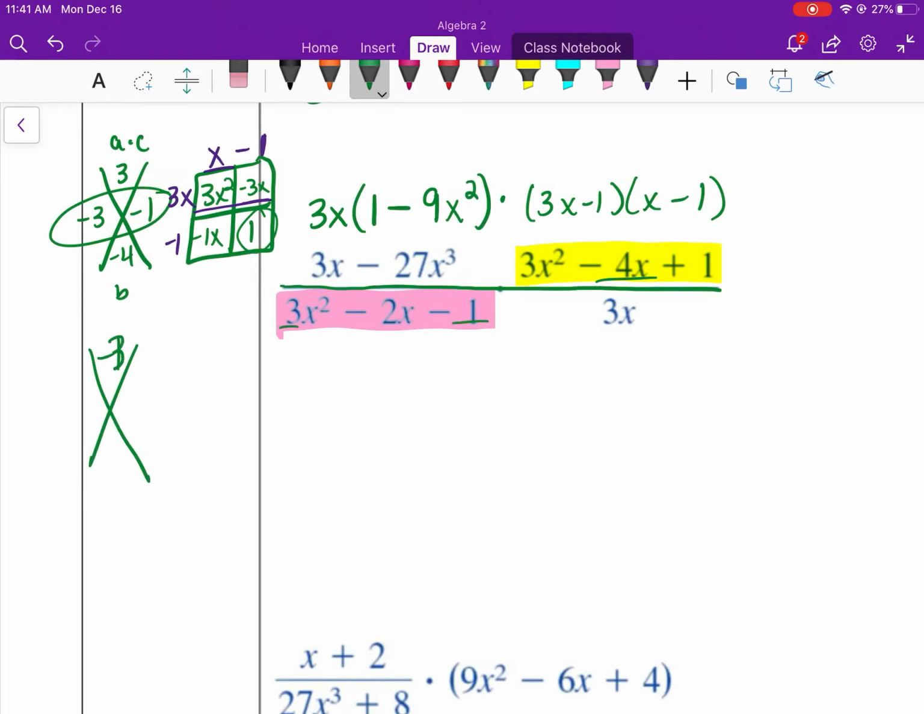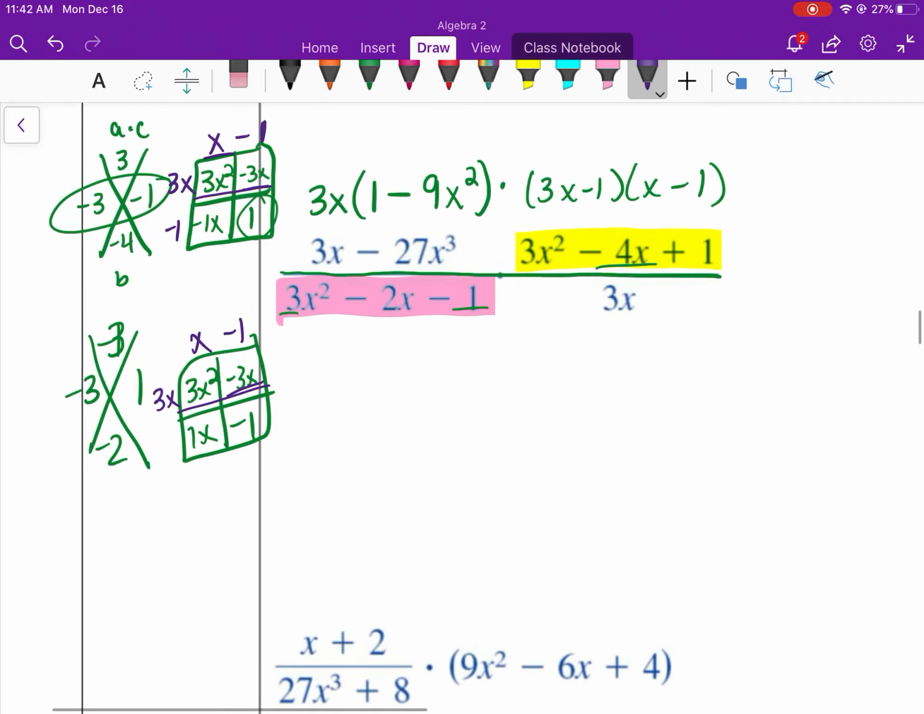So 3 and -1 is -3, and I need it to multiply to -2. So that's -3 times +1. So it's 3x squared and -1 this time, and then -3x and +1x. So 3x squared and 3x have a 3x in common. 3x times x is 3x squared. 3x times -1 gives me the -3x, and x times +1 gives me the 1x. And then just to make sure, 1 times -1 is -1 here, so that's correct.